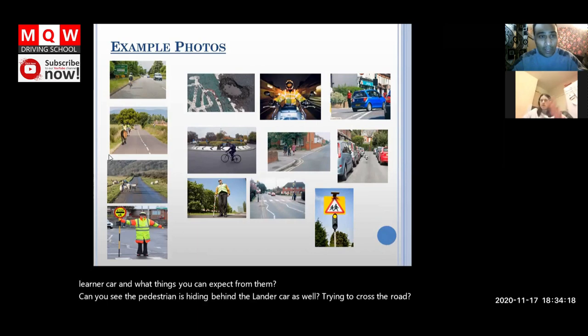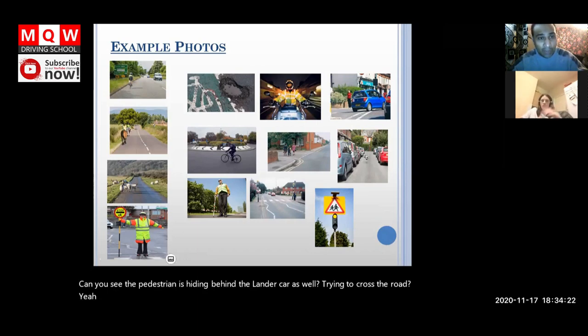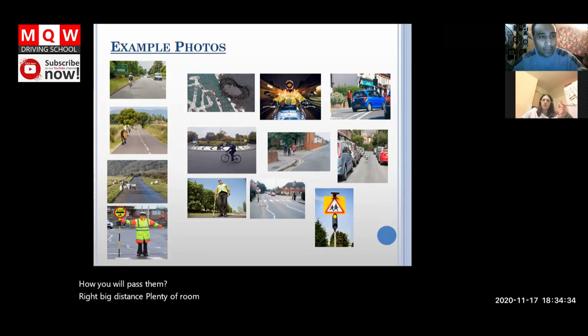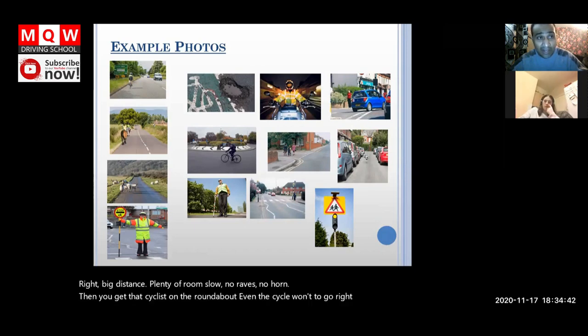Okay, now second row, there's a couple of horses in a country lane. How will you pass them, right? Big distance, plenty of room, slow, no waves, no horn. Then you get that cyclist on the roundabout. Even if the cycle wants to go right around the roundabout, he still has to use the left side of the roundabout.